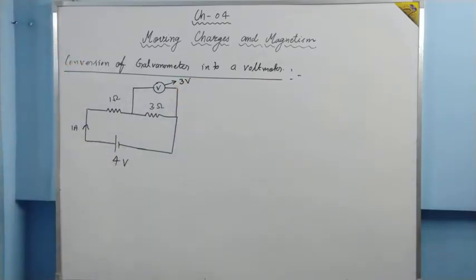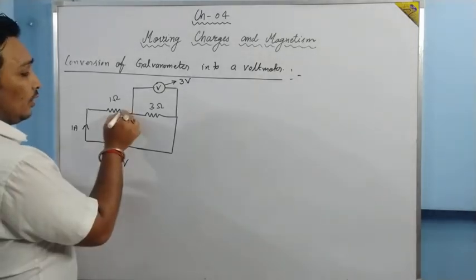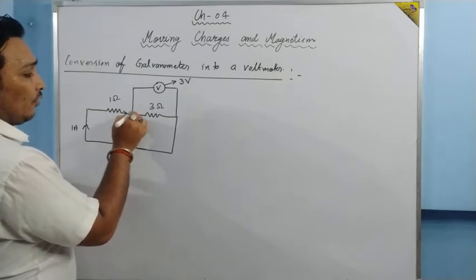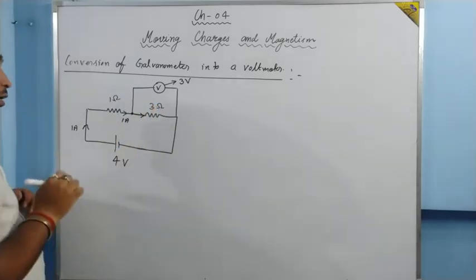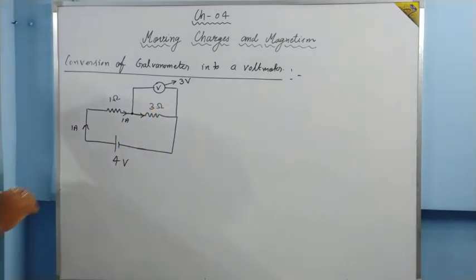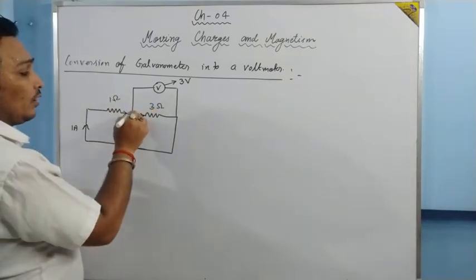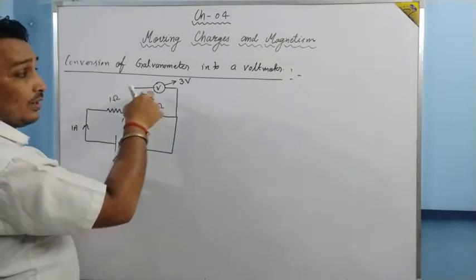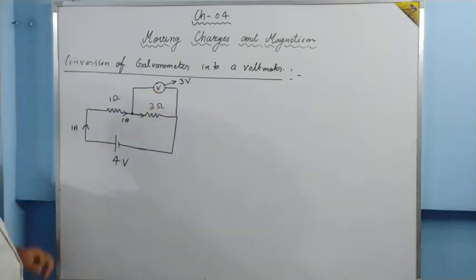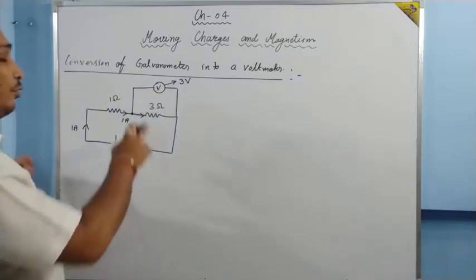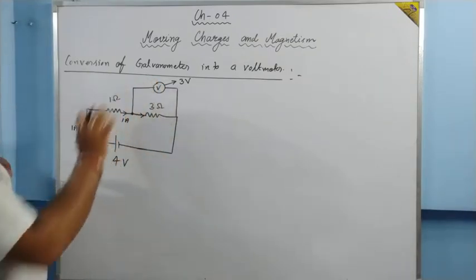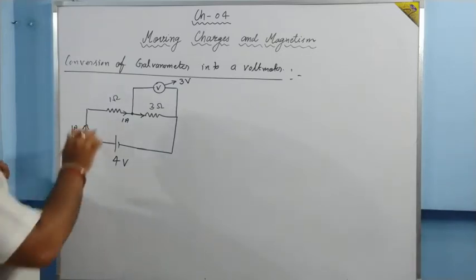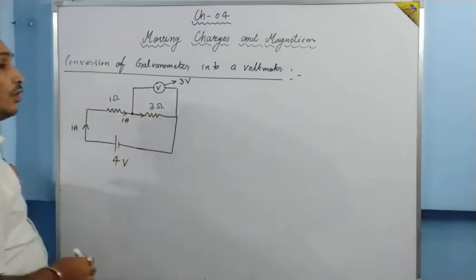Okay, but in real practice what happens? Ideally, the current which is going, 1 ampere, should not divide over here. The same current should pass through the 3 ohm resistance. But in our real situations, the current divides due to some resistance of the voltmeter. Ideally, the voltmeter should not offer any current through this path. Ideally, the voltmeter should be of infinite resistance. Then only 1 ampere of current will pass through the 3 ohm resistance.